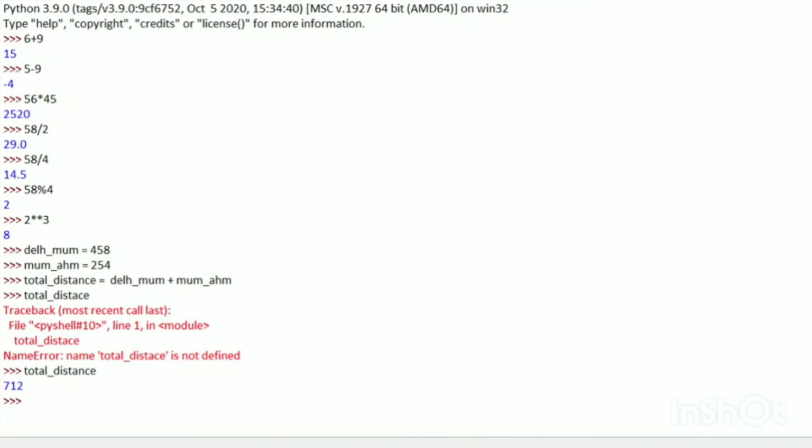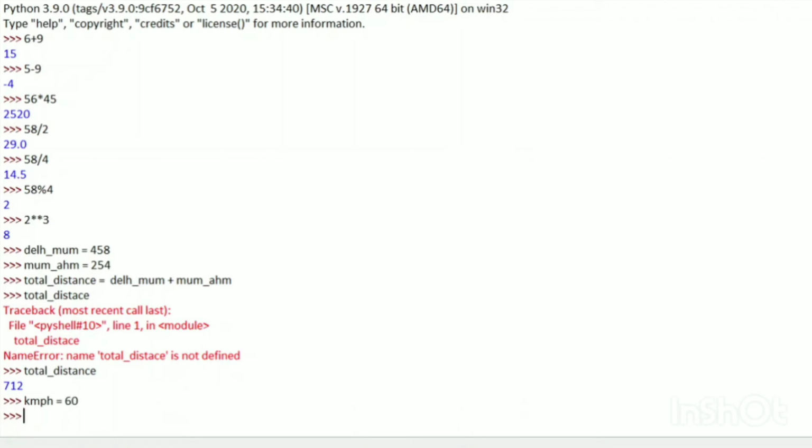Now let's say you have to find the time you will take to cover this 712 kilometers. Let's say you are traveling at a speed of 60 kilometers per hour, and you are a superman and you don't need any break and you are traveling continuously. So here I will make one more variable called kmph, where km stands for kilometer, p stands for per, and h stands for hour. So kilometer per hour equals 60.